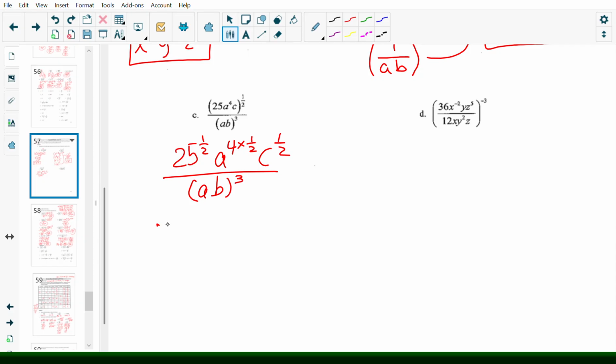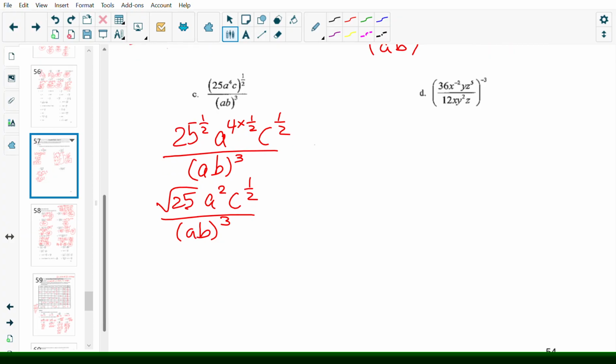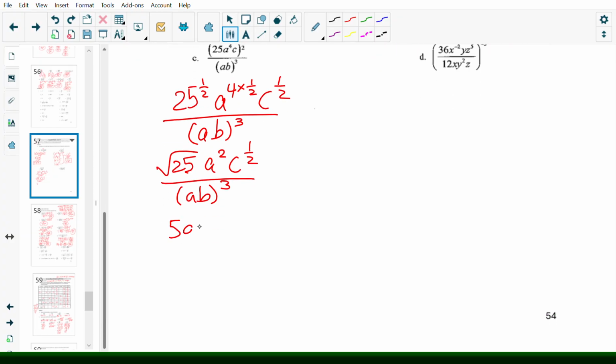25 to the 1/2, that's like saying square root of 25. A to the 4 times 1/2 is A squared. C to the 1/2. AB cubed. That's 5A squared, C to the 1/2. Let's evaluate AB cubed. That's A cubed, B cubed.